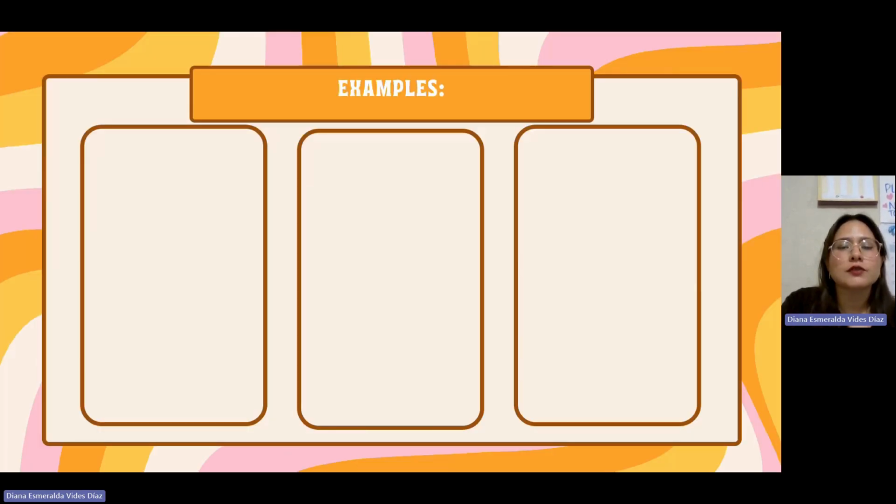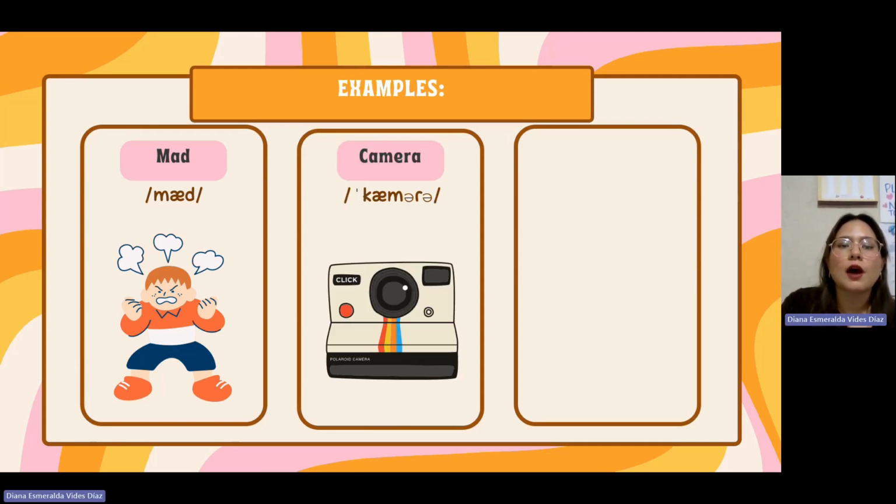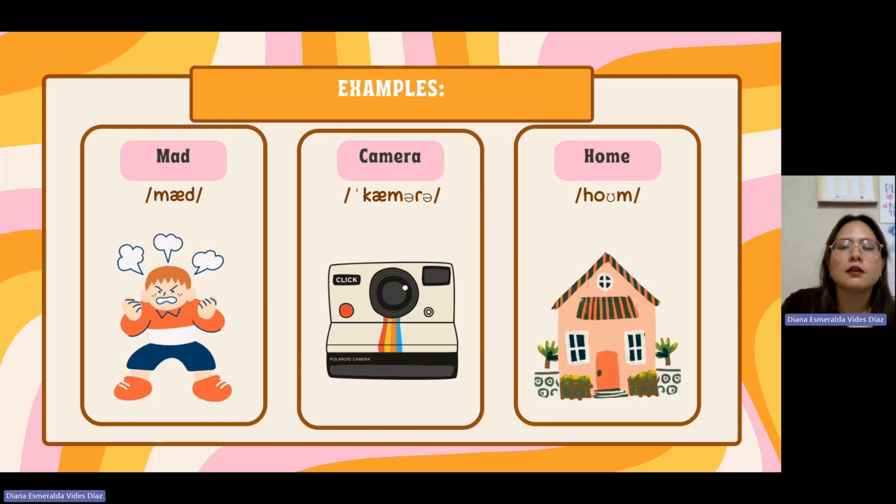So I have some examples for you. At the beginning, we have mad. In the middle, we have camera. And in the end, we have home.